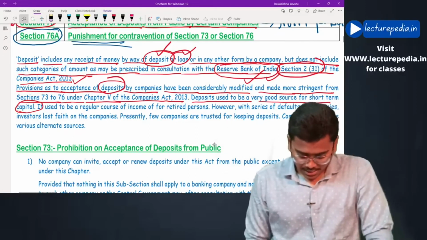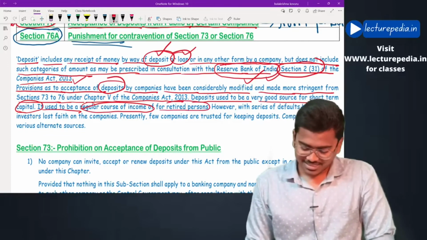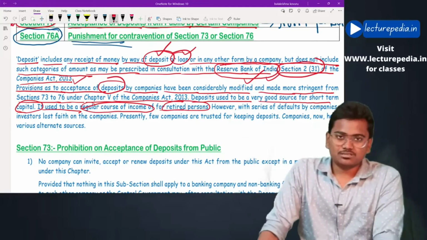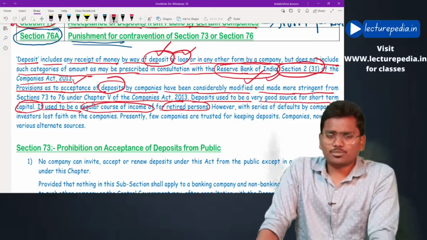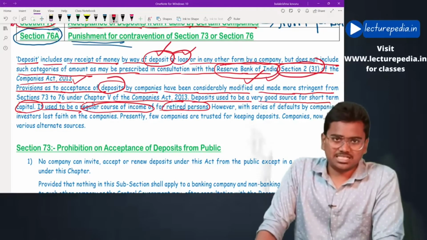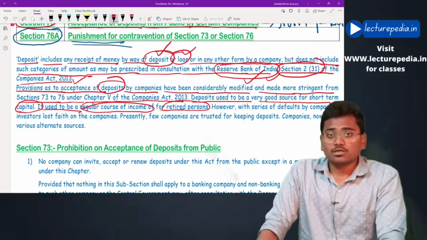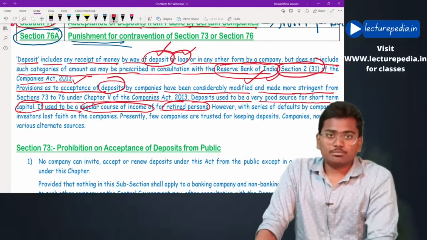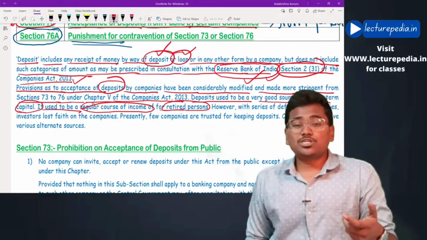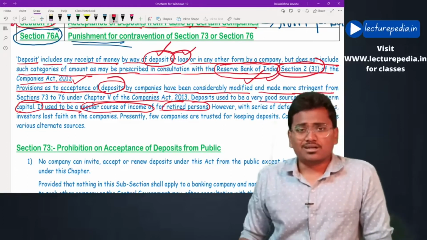And it used to be a regular source of income for retired persons. If you deposit an amount with banking companies, the rate of interest offered by banking companies is very low. They might offer some 6%. But if you deposit this amount with companies, they will offer around 9 to 10% interest. Thereby it used to be a good source of income for the public. But however, there is risk involved in this.